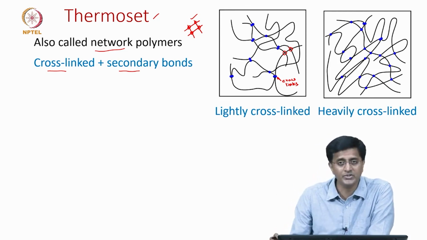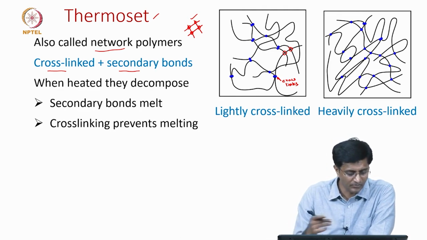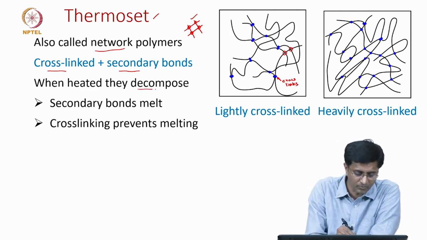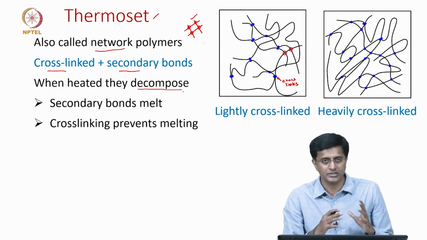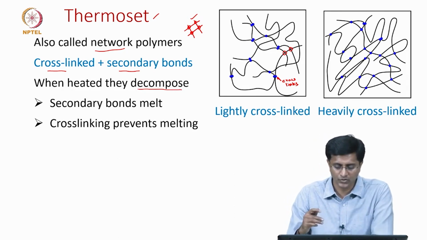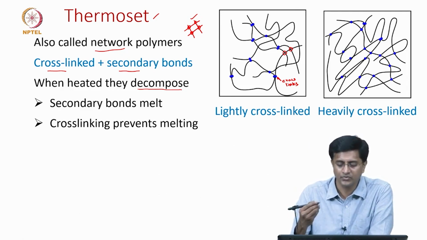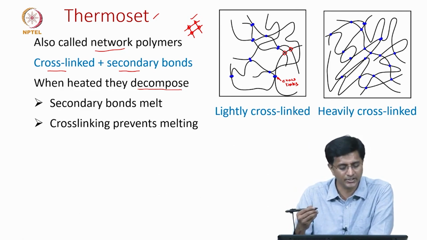Now let us see what happens when we heat these thermosets. When we heat them, they decompose. So let us step by step understand what happens when we heat. So let us say we are heating this cross-linked polymer. First, because of the nature of the secondary bonds, they first melt.